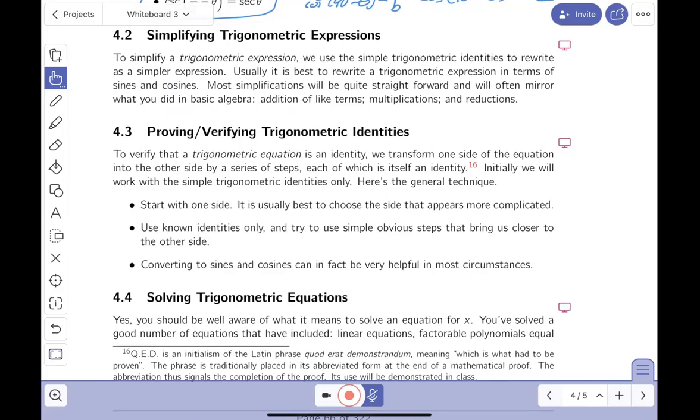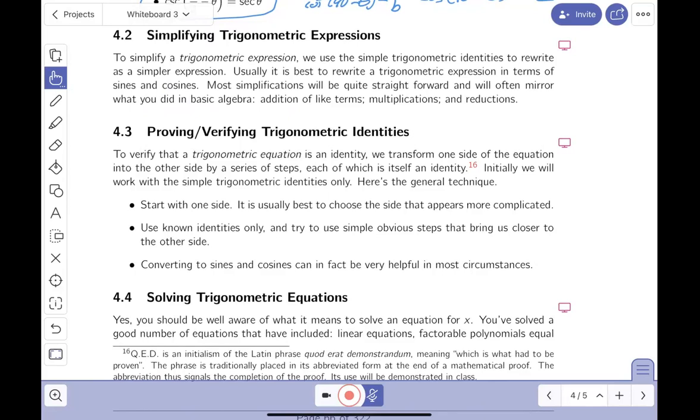However, as you develop experience, you're going to start to recognize things much more quickly. All right. Our goal, though, after simplifying something is that at the end of it, it should be a very simple statement. By the way, they may be conditionally true, but we're looking for simplifications. Again, they may be conditionally true. So most simplifications will be quite straightforward and will often mirror what you did in basic algebra.